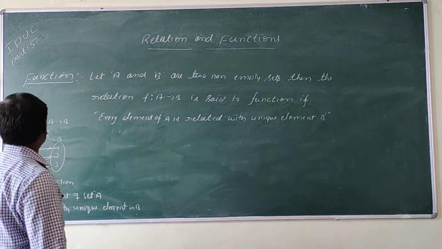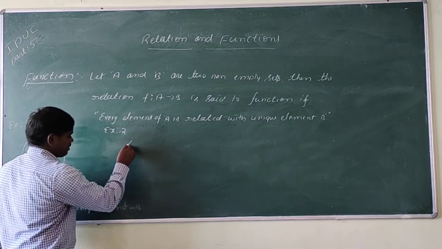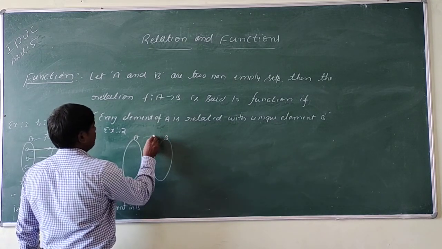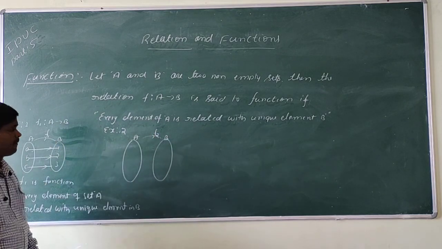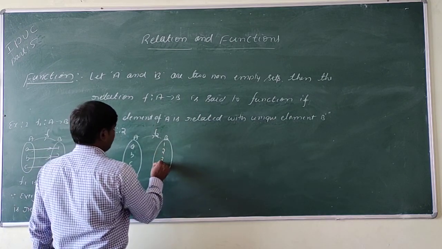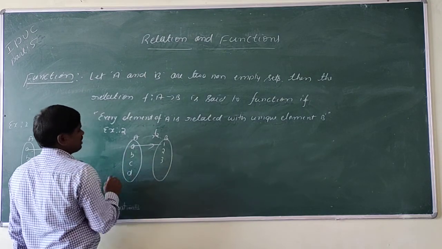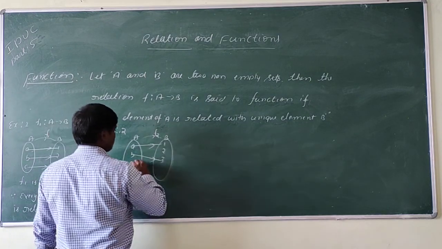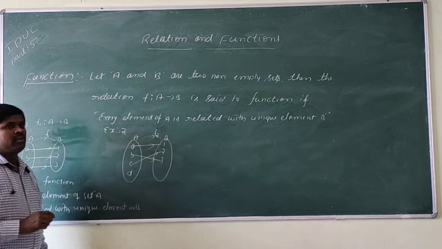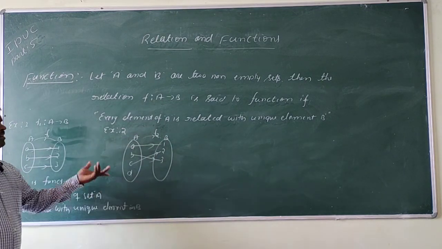I am taking one more example. Example 2. See here, this is the set A and this is the set B. I am taking here F2. Here A, B, C, D, and the elements 1, 2, 3. Suppose A is related with 1, B is related with 3, C is related with 2. Whether F is a mapping from A to B is a function.